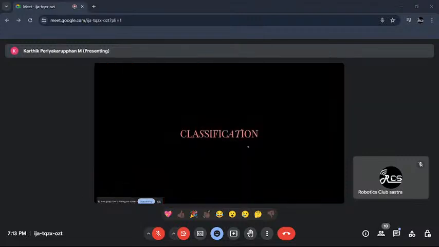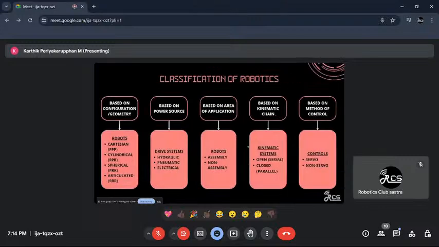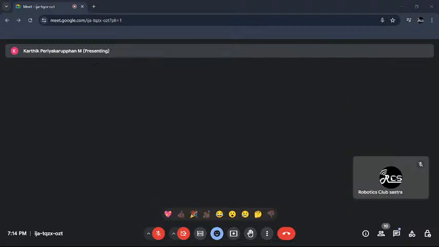Next is classification. Many of you may think that robots might be classified as underwater vehicles, aerial vehicles, manipulators, or mobile robots, and in many aspects they can be classified. That is based on geometry. They can be either Cartesian, cylindrical, spherical, or articulated. Now, based on the power source, there are actually three types. In older times, they used hydraulics and pneumatics. In present times, they are using electrical.